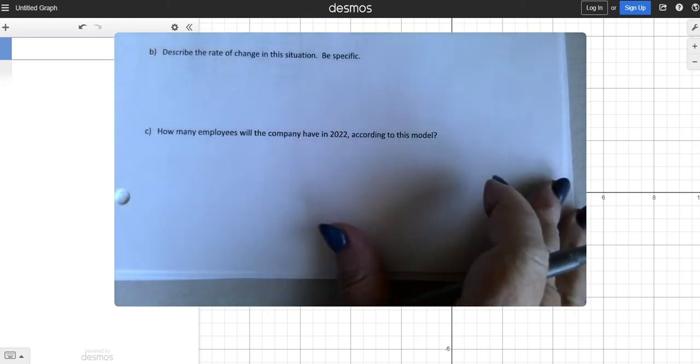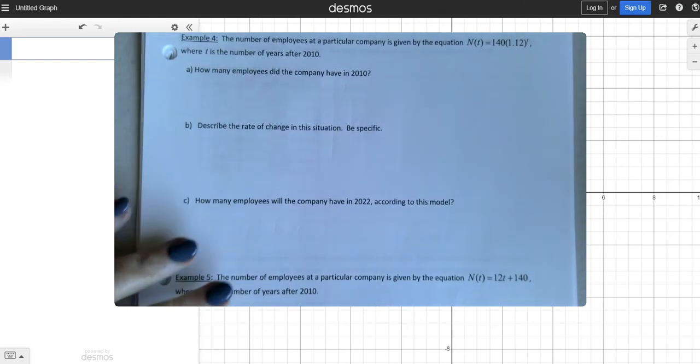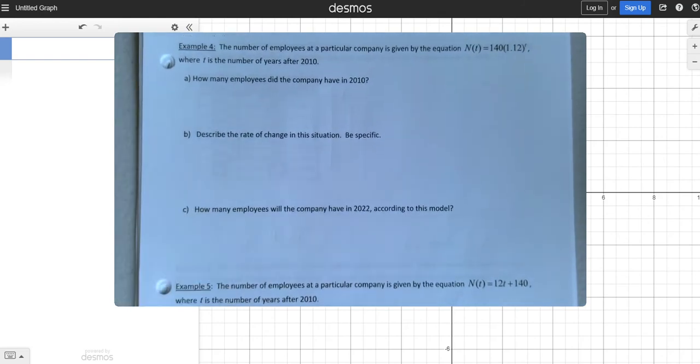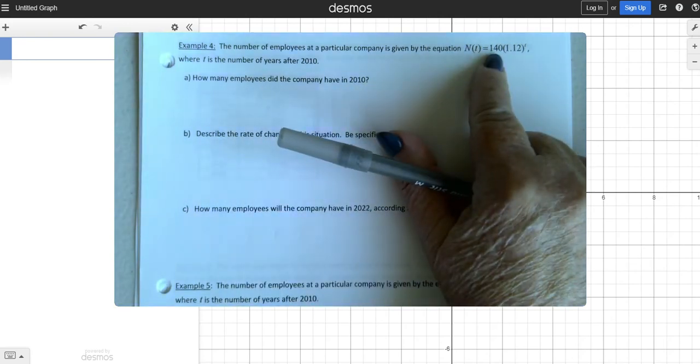Right. We're going to look at a couple more similar to that. This time, though, the equations are going to be given, and we're just going to interpret them. So in example 4, the number of employees at a particular company is given by this N of t, which is 140 times 1.12 to the t power, t being years after 2010. First of all, how many employees did the company have in 2010? This would be the starting amount. So I could either go right here and say, well, I know it's a. a is 140.